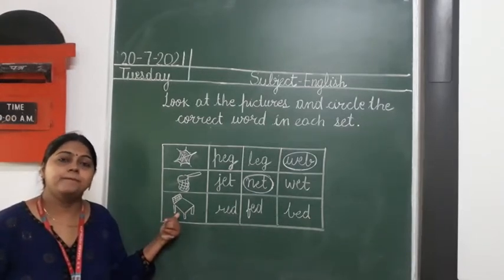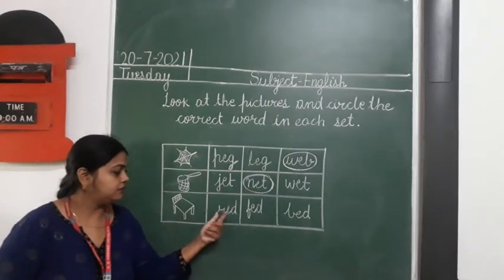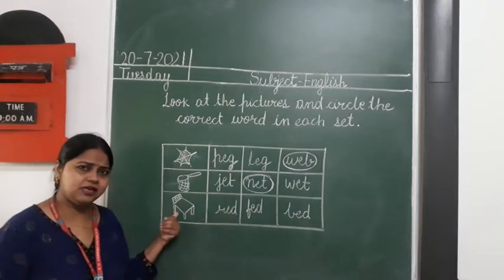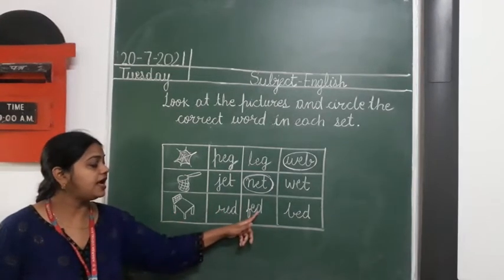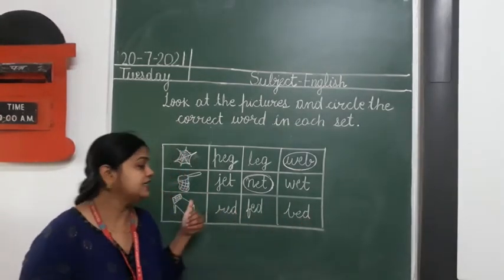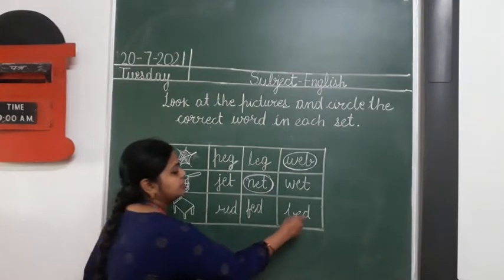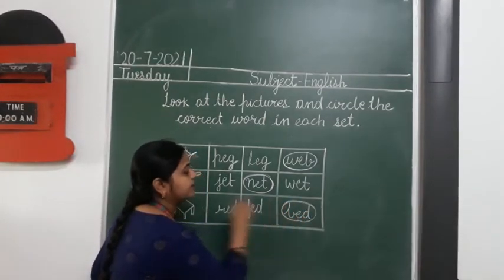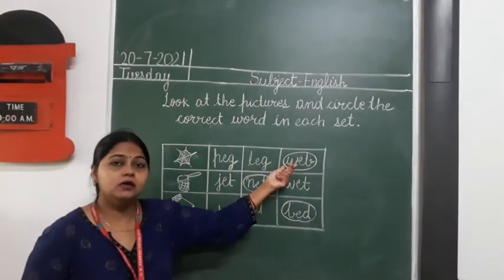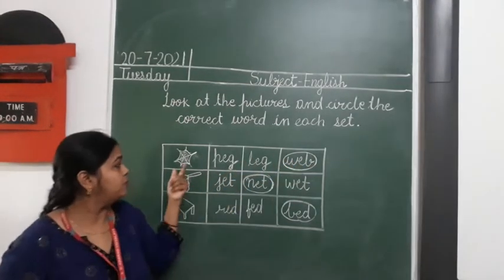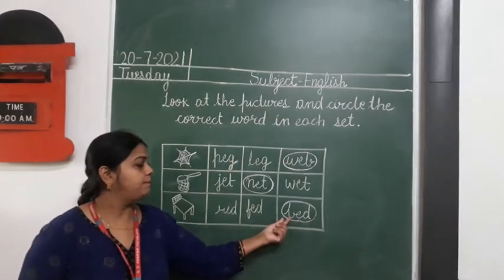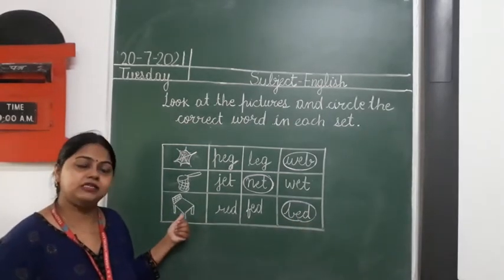Tell me, what is this? Bed. Now read this word. R and red. Is this red color? No. F and fed. No. B and bed. Yes. This is a bed. Okay. Now, let's read. W at web, N at net, B at bed.